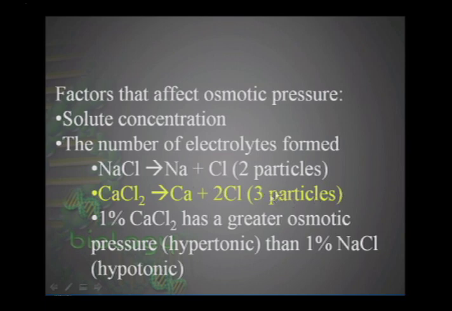So if you had a 1% solution of calcium chloride and a 1% solution of sodium chloride separated by a semipermeable membrane, the calcium chloride solution would be hypertonic because it would actually have more particles in the solution than would the sodium chloride solution. So that's one of the factors that can affect osmotic pressure.